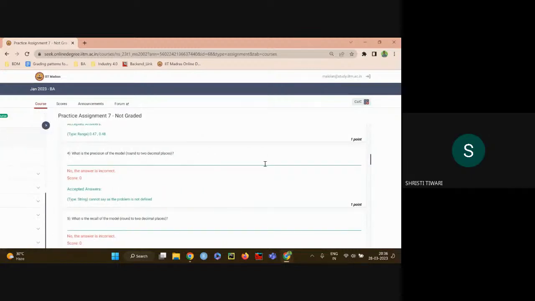Sir, could you please explain once why it is not correct? The numeric values. If I have to specify the precision or recall for the model, I can do it only when I specify whether I'm doing it for the y is equal to 1 class or the y is equal to 0 class. Without that, the precision term does not make sense because it's TP, right?